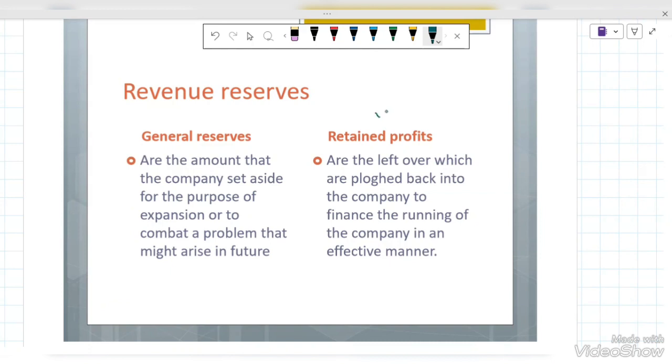Retained profits are the leftover profits which are plowed back into the company to finance the running of the company in an effective manner. So retained earning is basically a pure profit for the business, pure from any interest or any dividend.